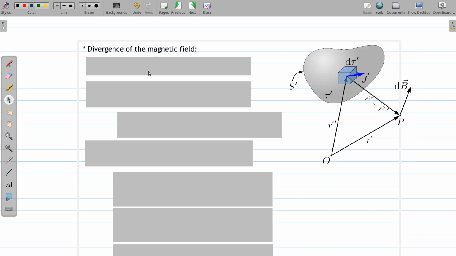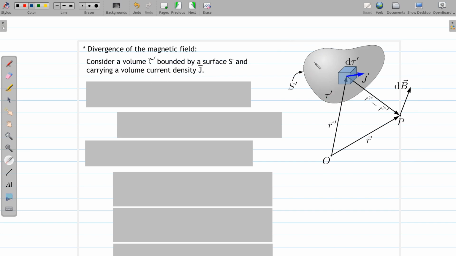For this purpose we'll consider a scenario like this. Let us say I have some volume tau prime, bounded by some surface S prime, and this volume contains some current density J. We are assuming that this current density J is confined within this volume tau prime, and S prime is the boundary. A scenario of this sort could be that we have some volume charge density, and inside it the charges are just moving around. That constitutes some kind of current density within that volume. So we have some current density J which is confined within this volume.